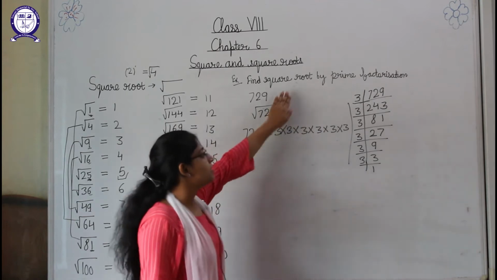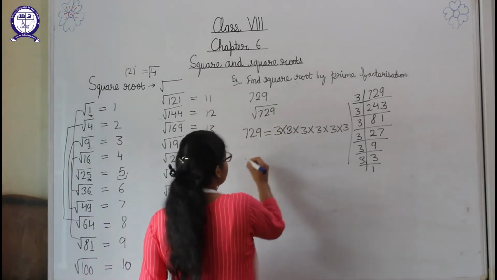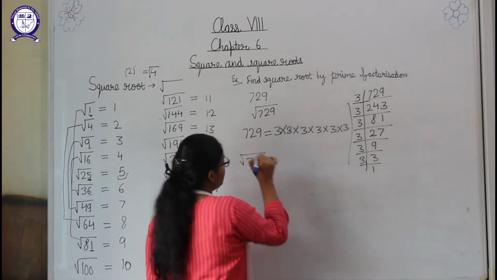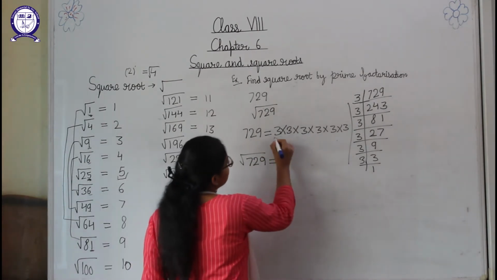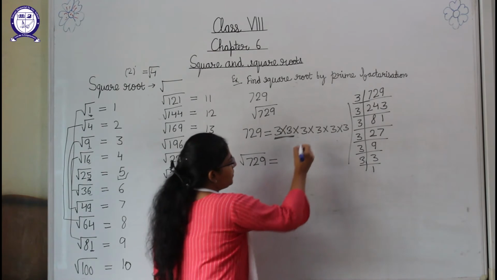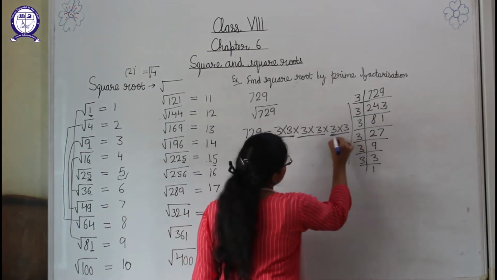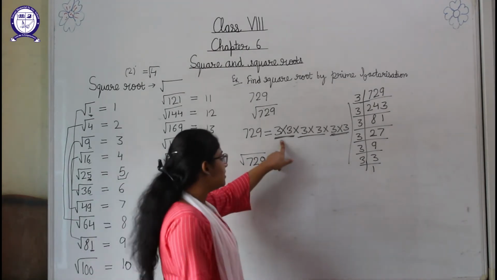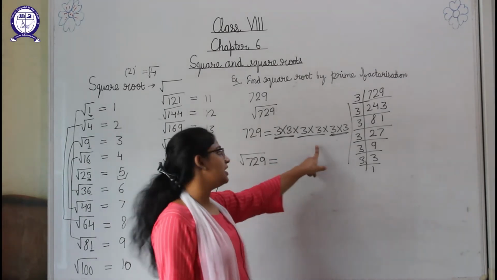Now for the square root, what we have to do, students, we have to make pairs of the same number. As we have to find the square root of 729, we will take out pairs. Here 3 and 3 are same, so these two will be a pair. 3 and 3 are same, these will be a pair, and like this, these 3 and 3 are same, means this will be one pair. In this manner we are getting 3 pairs of the number 3 here.